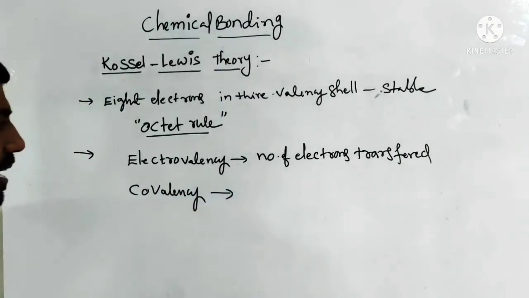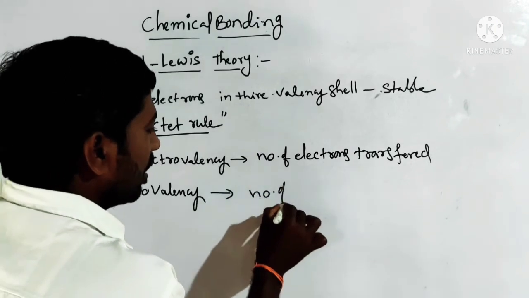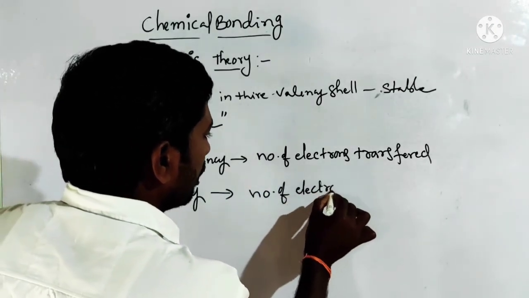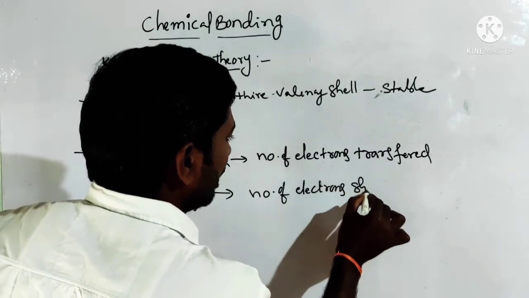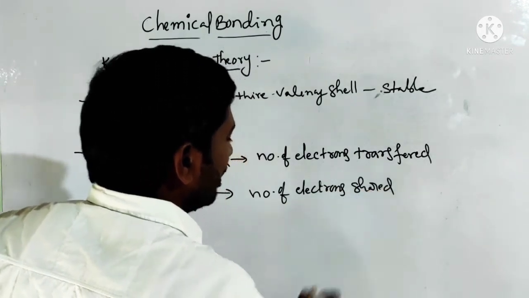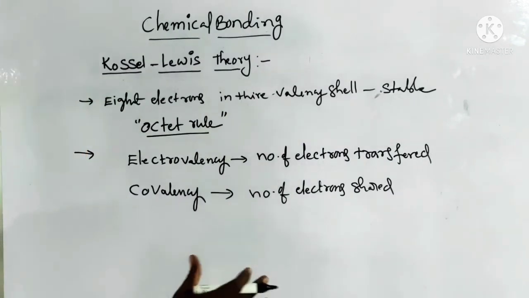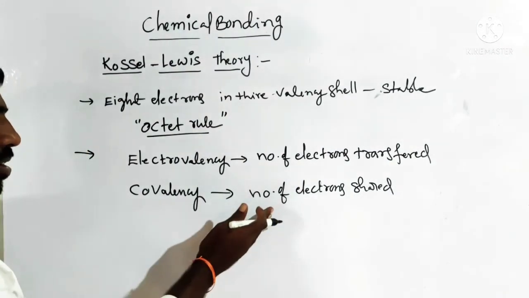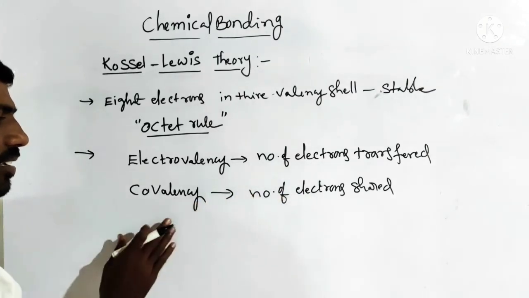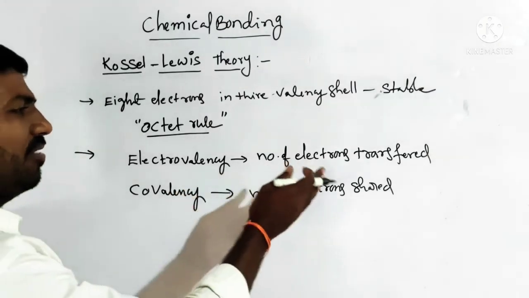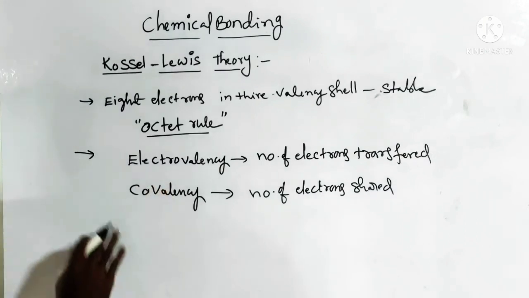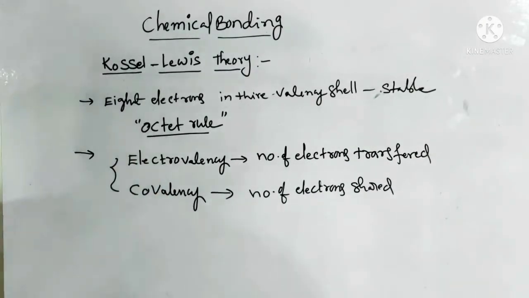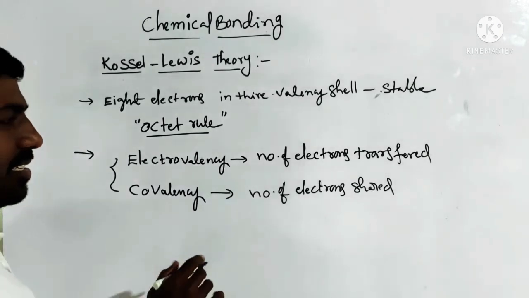Covalency means the number of electrons shared between two atoms. So that is covalency. The number of electrons transferred, that is electrovalency. Why do these two happen? Because of the octet. We will get 8 electrons.